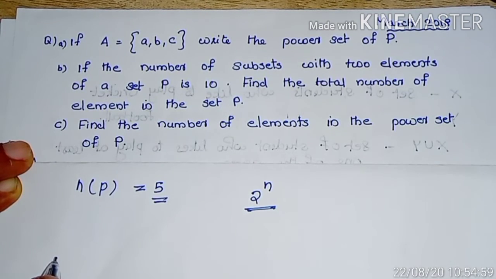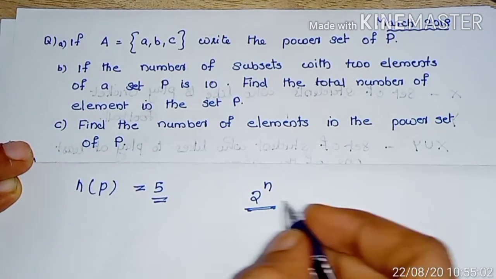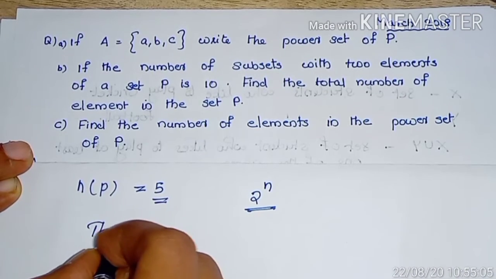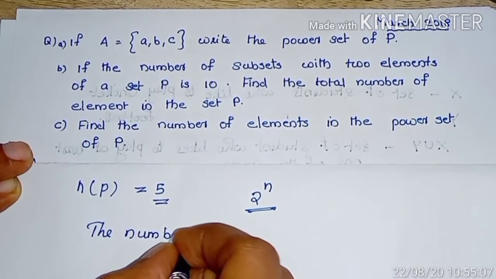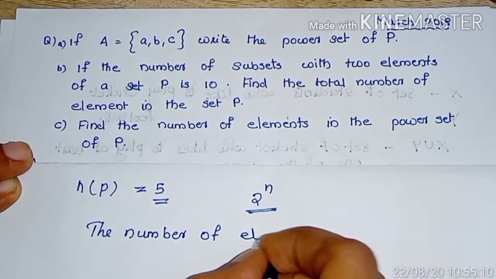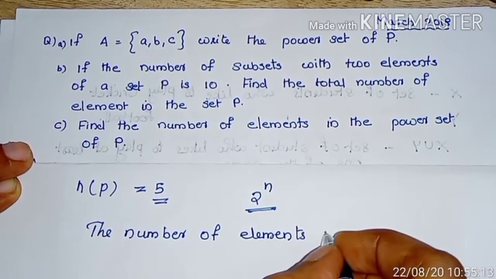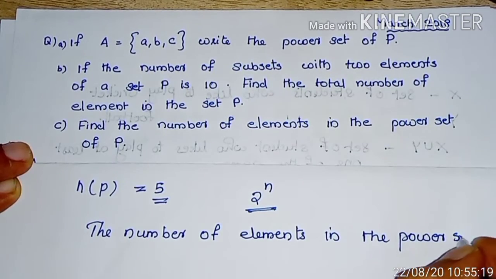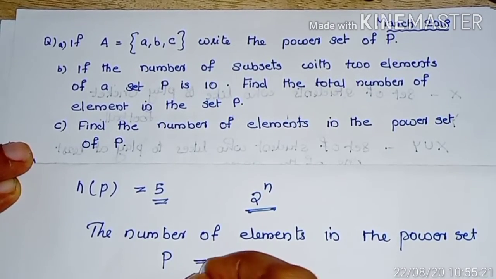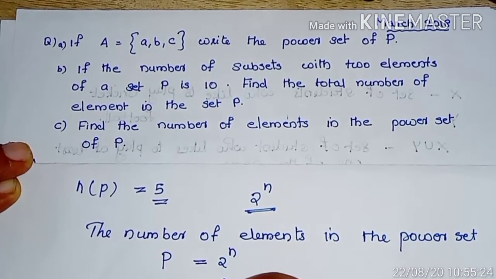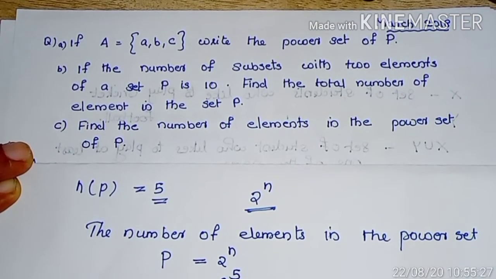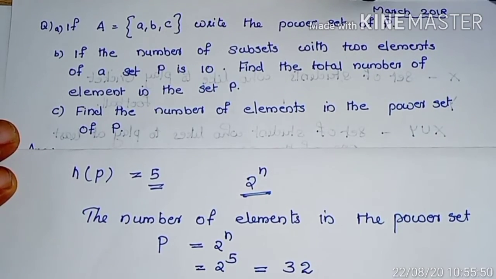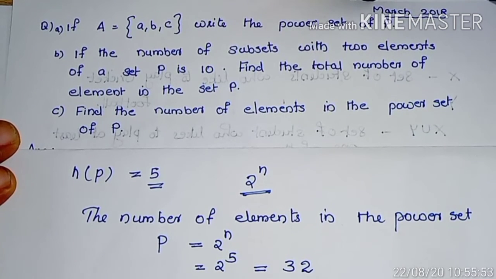Then how many elements are in the power set of P? 2 raised to 5. The number of elements in the power set of P is equal to 2 raised to n, that is equal to 2 raised to 5, equal to 32. 2 raised to 5 is equal to 32. The number of elements in the power set of P is 2 raised to n, that is equal to 32.